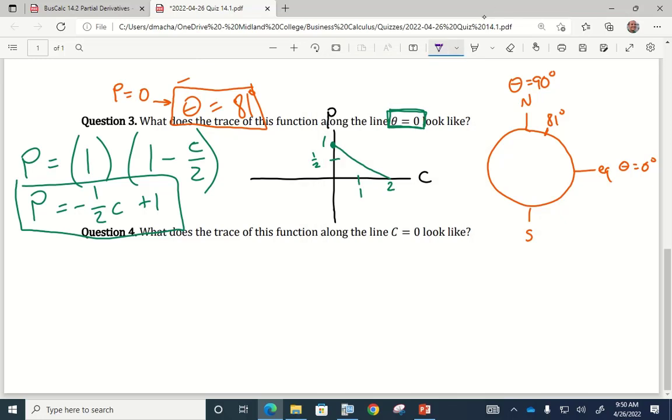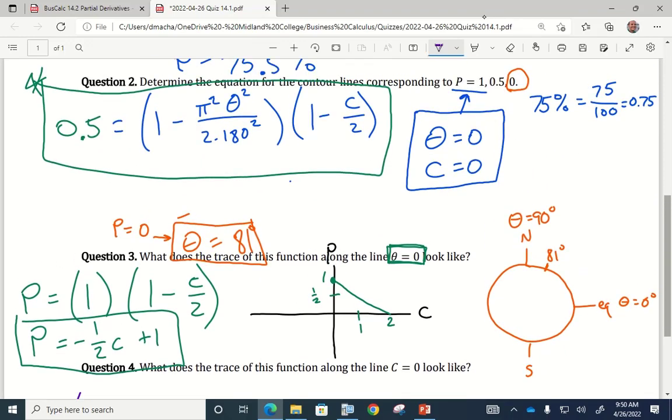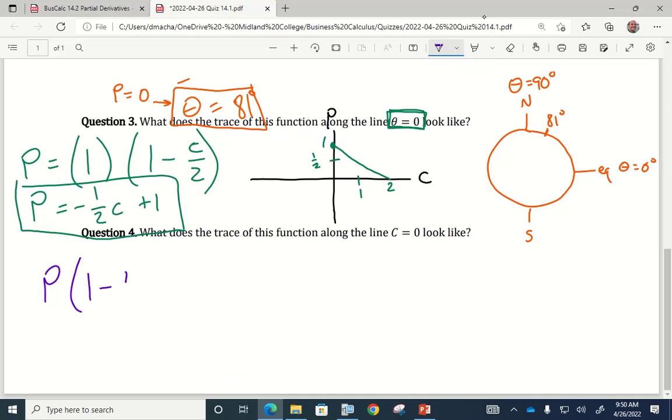Okay, so what if we set C equal to 0? Then my P function is going to be 1 minus that pi squared theta squared over 2 times 180 squared. And then this would be 1 minus C over 2.